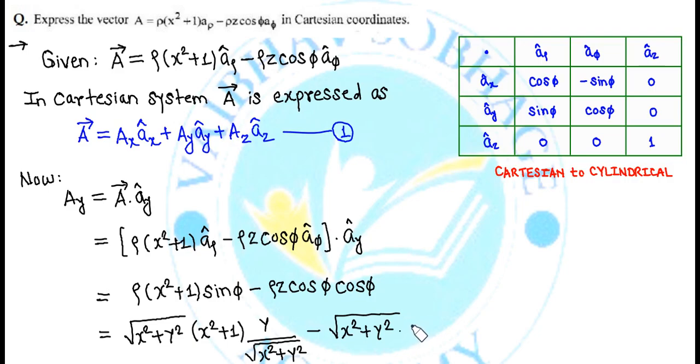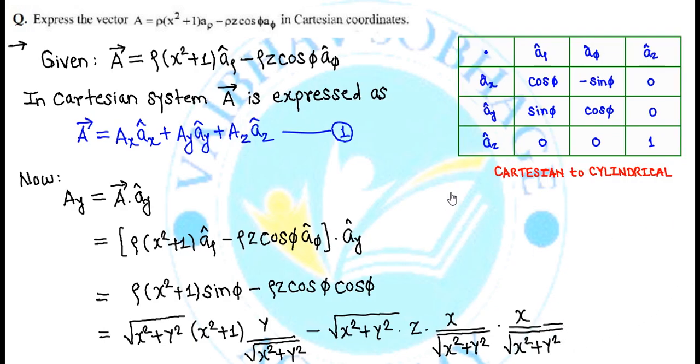Z is as it is, since it is already in the Cartesian system, and cos phi. So what do we have for cos phi? We have cos phi equals x upon the square root of x square plus y square, and this cos phi again is x upon the square root of x square plus y square. Okay, now we are done with putting the values.